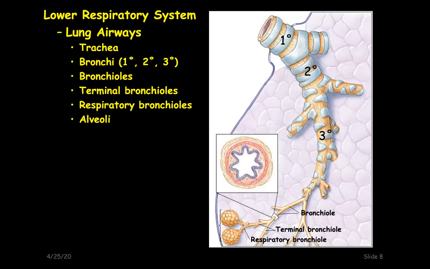These branch to form the respiratory bronchioles. They're the narrowest lung passages, and they're connected to the alveolar sacs, those clusters of air sacs where gas exchange occurs. Respiratory bronchioles don't have any cartilage, they don't have cilia, they don't have mucus cells, but they do have high concentrations of elastic fibers and some smooth muscle.